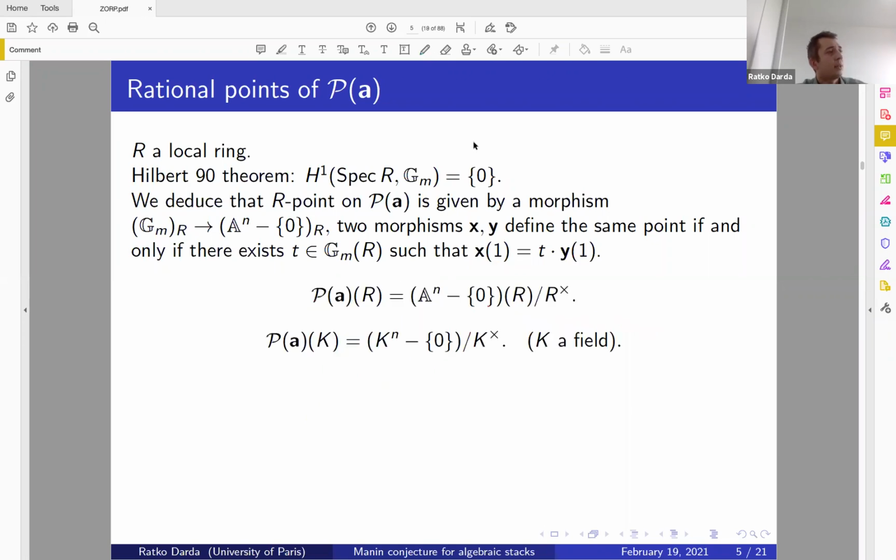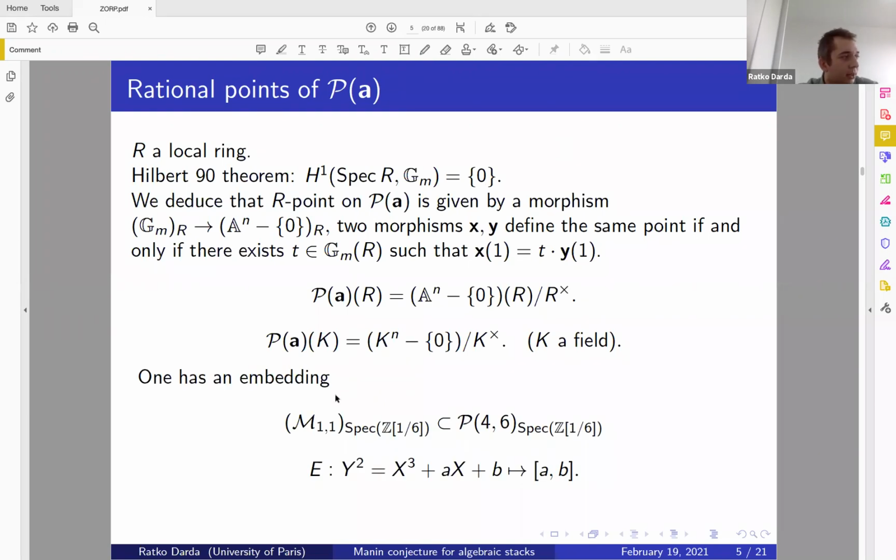Okay, from this, we can deduce what the points of P(A) are. They are precisely given by A^n minus 0 of R divided by the induced action of R^× on this set. If K is a field, of course, this is K^n minus 0 modulo K^×.